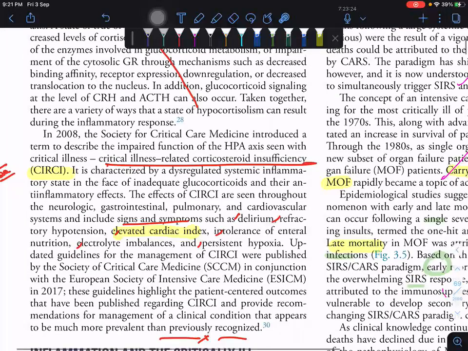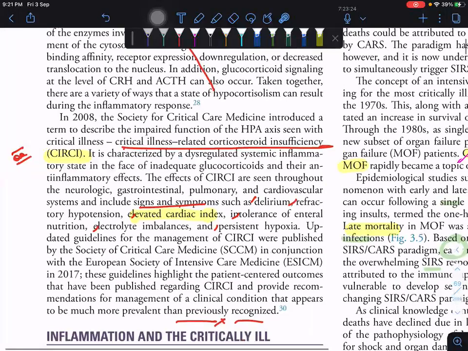So then the other term is called CIRCI. What is CIRCI? CIRCI is critical illness related corticosteroid insufficiency. Because of the corticosteroid insufficiency, the patient will get more illness. There are many symptoms like delirium, refractory hypotension, elevated cardiac index. So remember the clinical features of CIRCI, because they can ask.